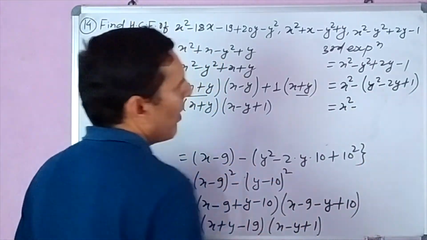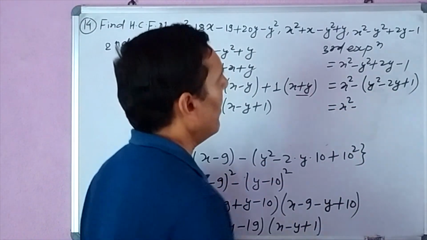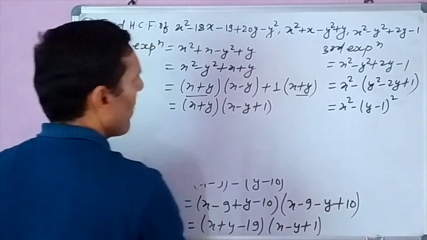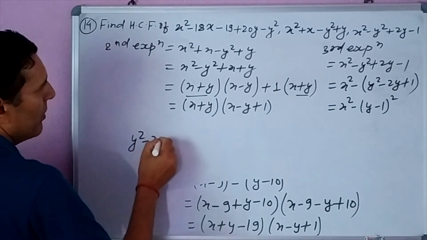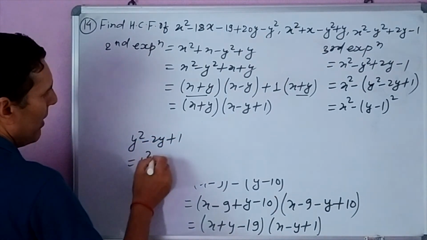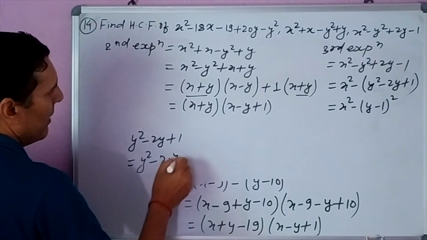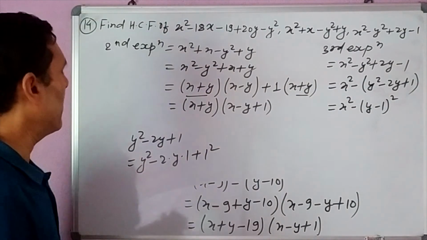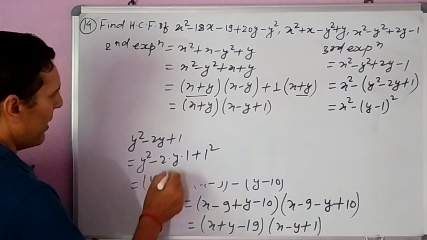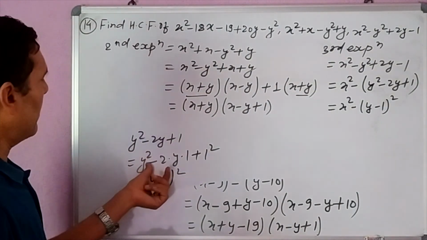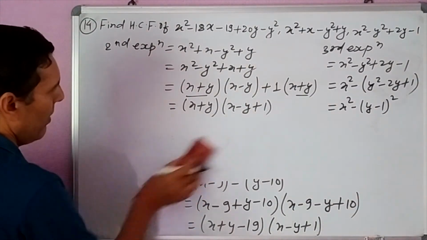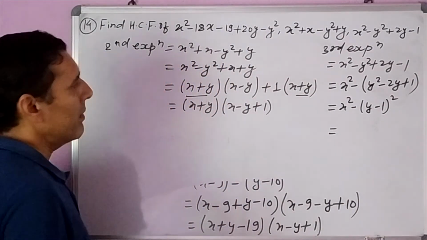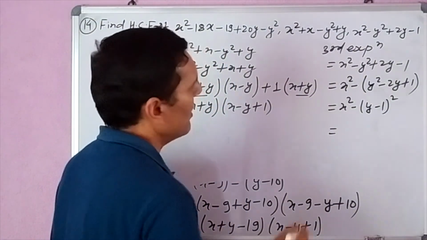Look here, this is in the form of a square minus 2ab plus b square, for which you can write y minus 1 whole square, because this y square minus 2y plus 1 can be written as y square minus 2 into y into 1 plus 1 square. So a square minus 2ab plus b square is a minus b whole square. A is y and b is 1. So now we have this in the form of a square minus b square. Again we use the formula a square minus b square.